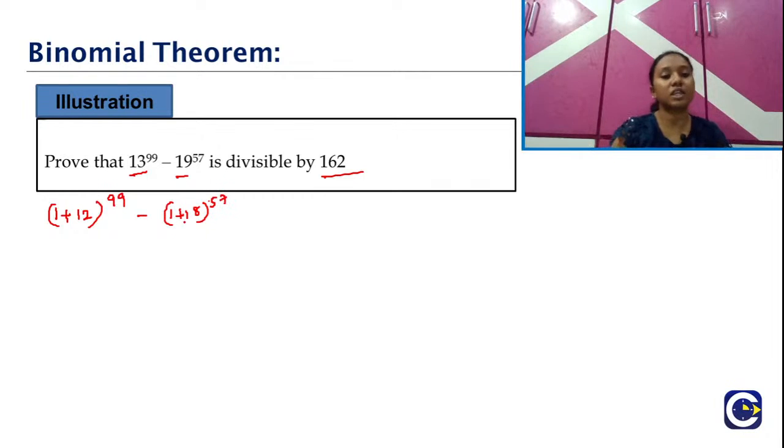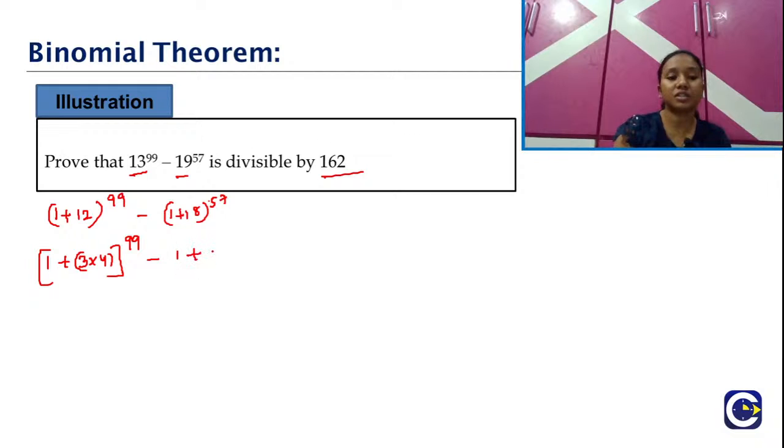But both of these, 12 and 18, are not divisible by 162. So let's convert it in such a way that we get a number which is divisible by 162. So 12 can be written as 3 into 4, where 162 is divisible by 3. Similarly, 18 can be written as 9 into 2, and again 162 is divisible by 9.